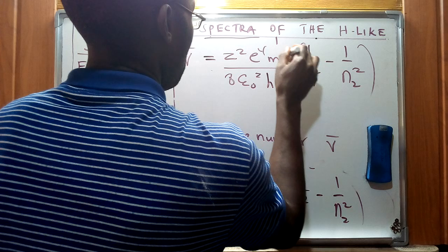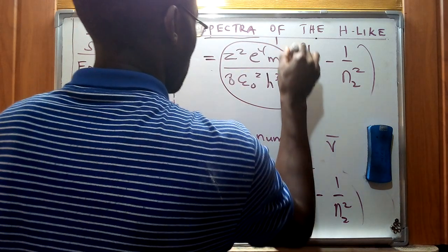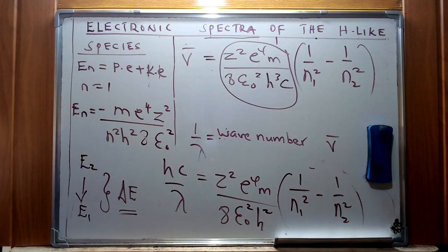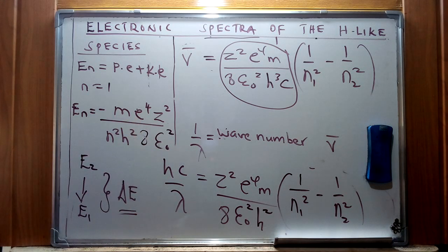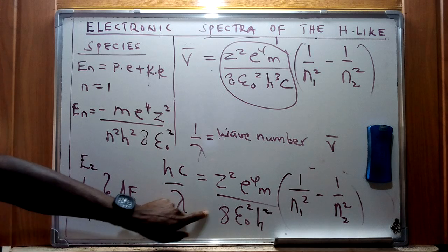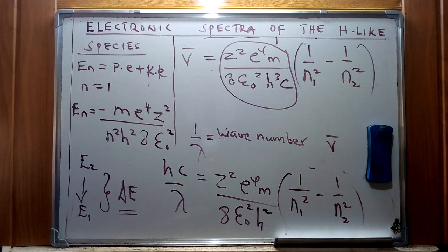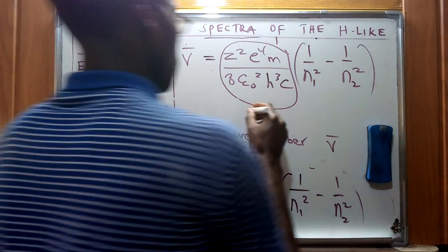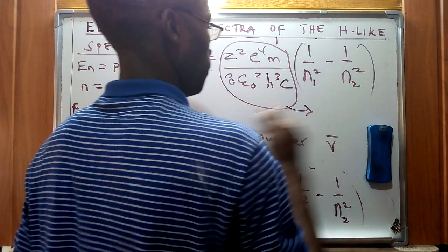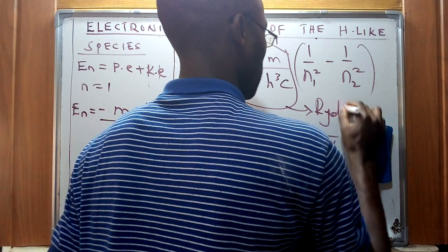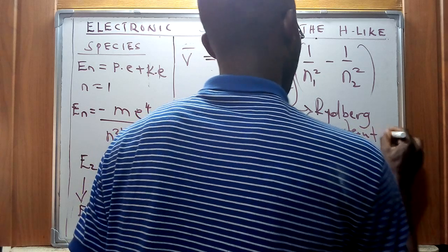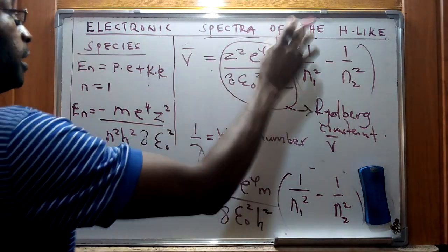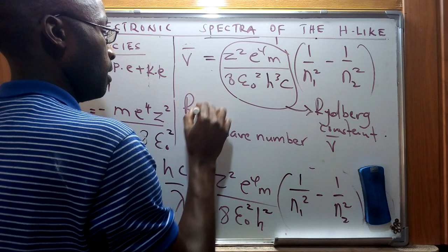Now this portion of the equation from the wave number that we have described from the relationship of a photon in electromagnetic radiation is going to be referred to as the Rydberg's constant. So I've said this part of the equation is going to be described as the Rydberg's constant, and this part of the equation for hydrogen-like species is going to be given as RH.